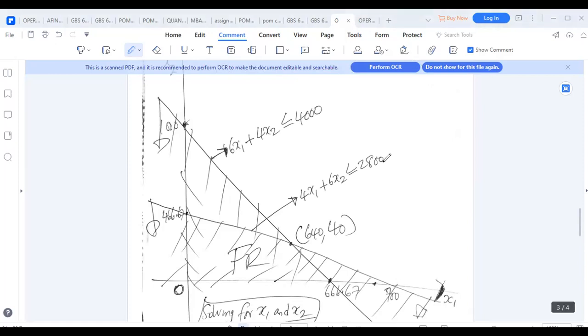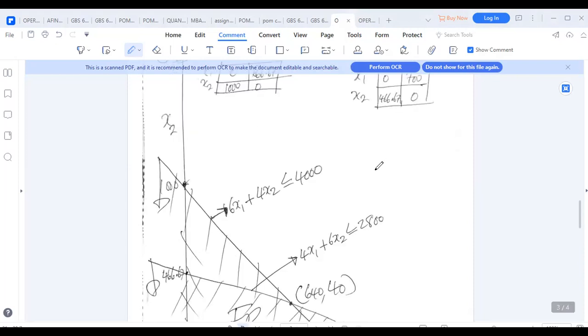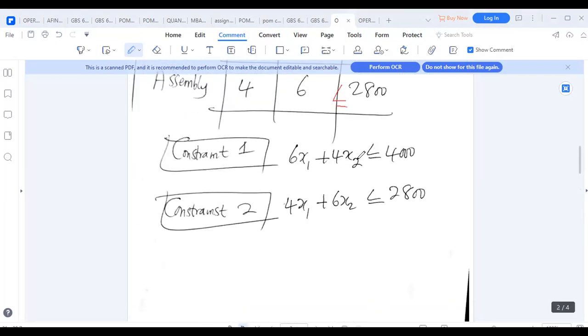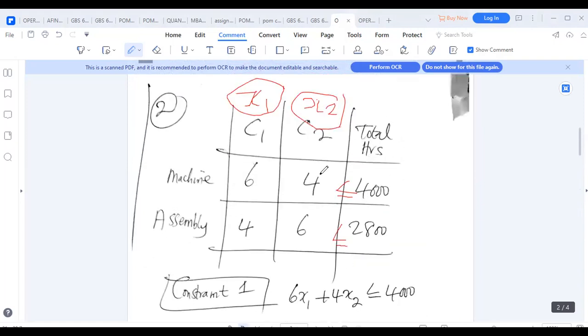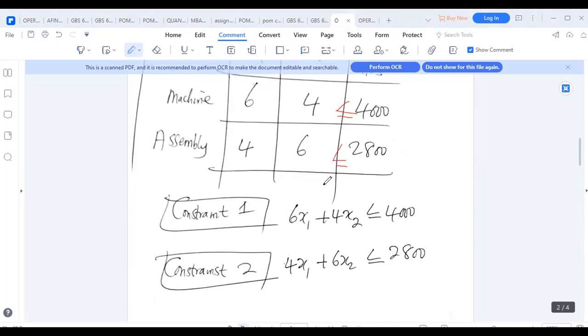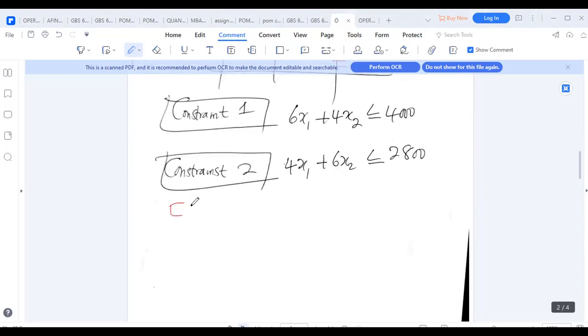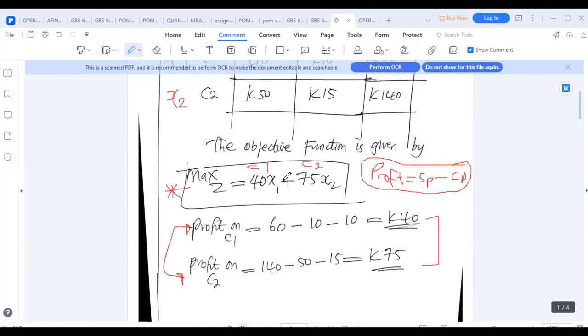So what goes on here is that we need to graph these constraints. This constraint here came from here for the labor hours. And then we would have another constraint here. So that solution, we are supposed to revise it. So I'm supposed to go for the other constraint. The other constraint here is that we have this information here.